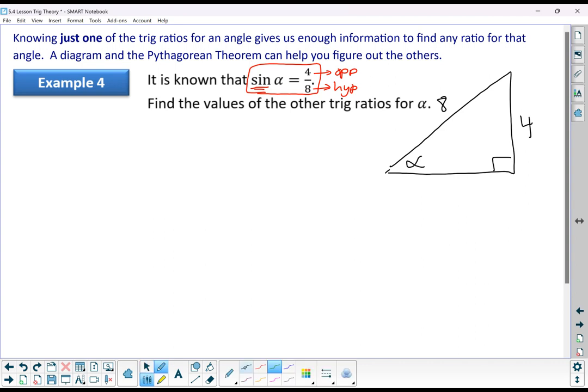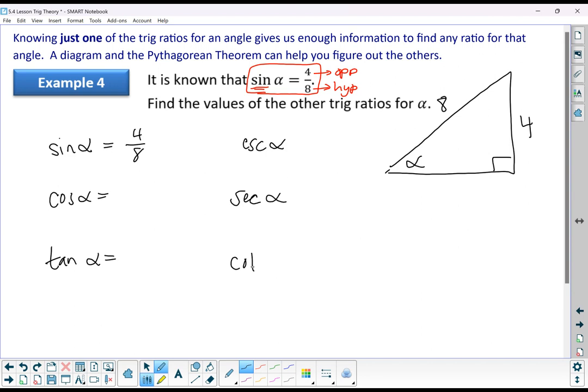So let's see. Our goal here is to write down the sine of alpha. Well, we already know that one. It was given to us. The cosine of alpha, the tangent of alpha. We want to also write down the cosecant of alpha, the secant of alpha, and the cotangent of alpha. Well, right away, I can tell you the cosecant because I know cosecant is the reciprocal of sine. So that means the cosecant is 8 over 4. And both of these reduce. That one reduces to 2, that one reduces to 1/2.